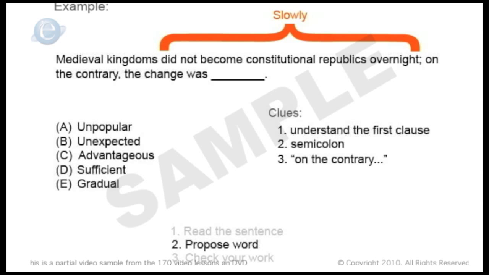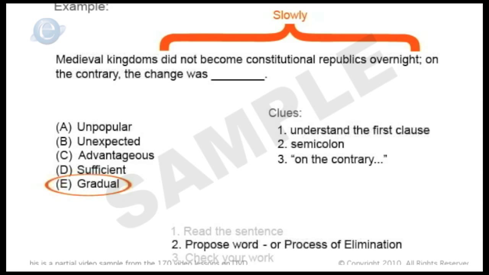Then you look down in the answer choices to see, does your word show up? And in this case, it does. It's answer choice E, gradual. But let's say that the question was a little more difficult, that the vocabulary was more difficult, or that the logic was more difficult, and you couldn't really propose a word. Now you move into process of elimination, where you look at the words and work back into the blanks.